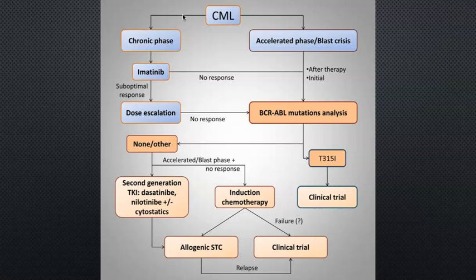And this is just a little flow chart of the different interventions that can be taken when someone has CML. So the first is going to be the imatinib over here, which is the TKI that's most popular in CML treatment. You can increase the dose if that doesn't work. Check if you have that T315I mutation if necessary. There could be clinical trials for that. And then if nothing else is working, you could try chemotherapy or a stem cell transplant.